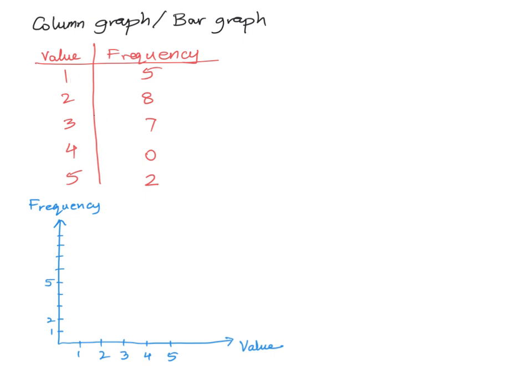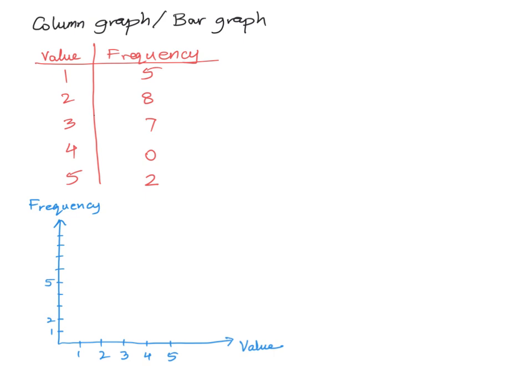So what we do is create a column graph or bar graph. On the horizontal axis is our values, whatever it might have been. Here I'm calling them values, but they could have been the number of siblings people have, or the number of pairs of shoes people own, or whatever it might have been. I just counted out something. And then the frequency is going to be on the vertical axis, and you have a normal scale, 1, 2, 3, 4, 5, etc.